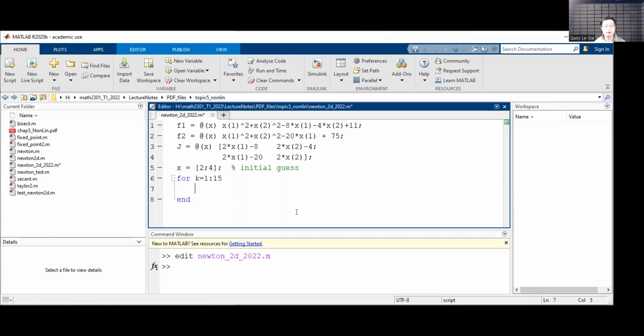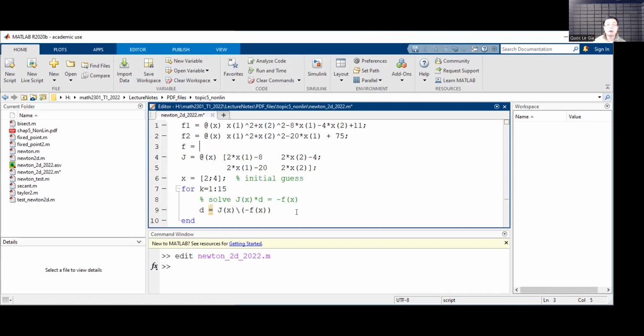I solve J(x) d equals minus F(x). So how do I solve it? Well, I just set d equal to J(x) backslash minus F(x). Actually, F(x) is not defined, right? So I have to define F(x) as f1(x), f2(x).